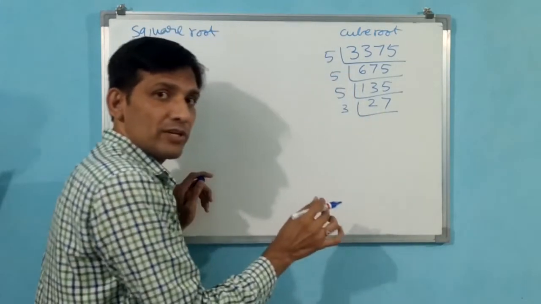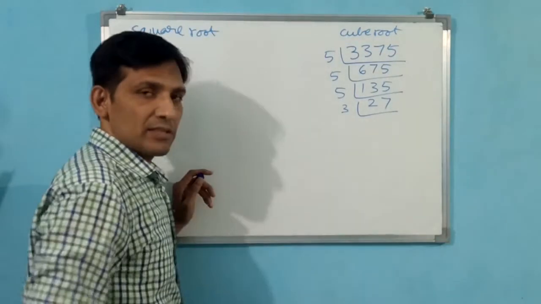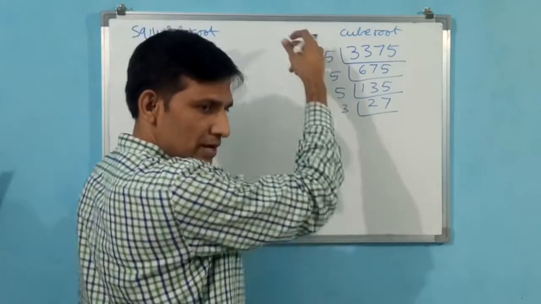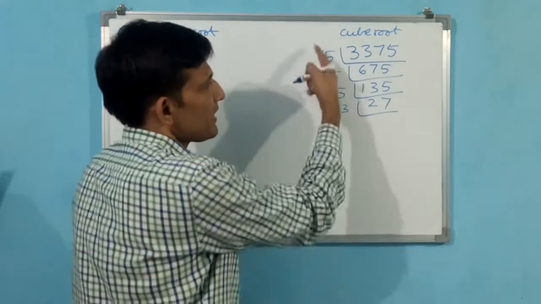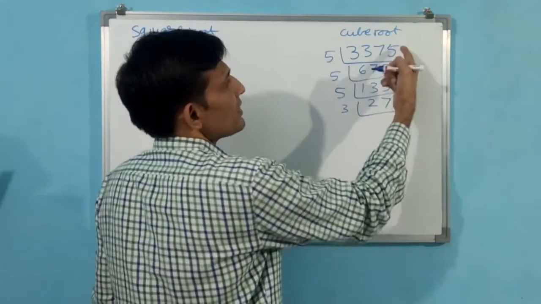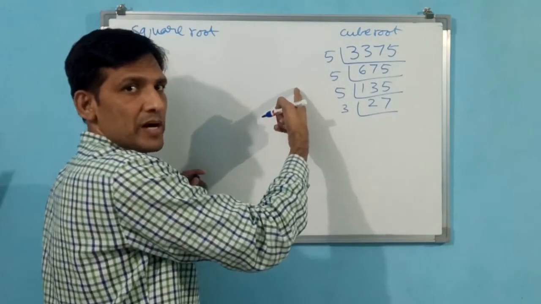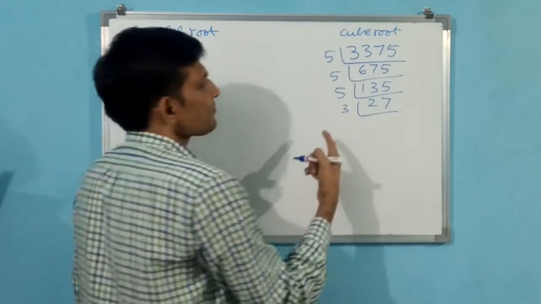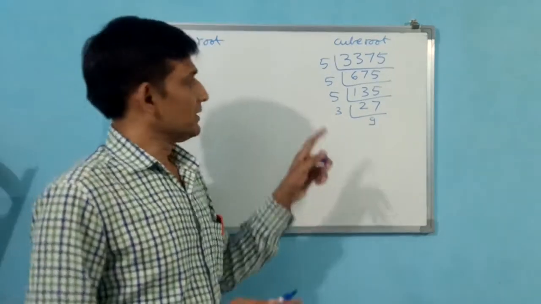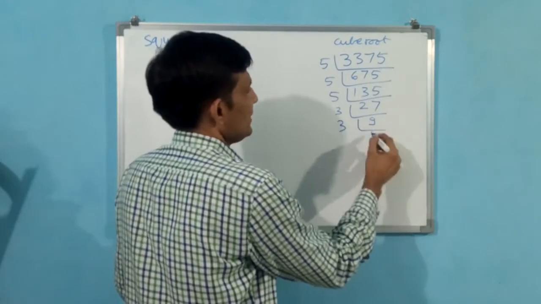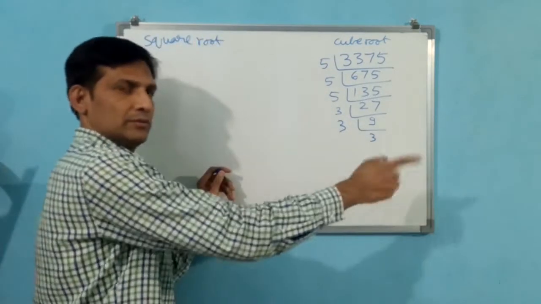Minimum numbers you have to take. You should not take 9 or something. Why? Because see, 1, 2, 3, 4, 5 like that. Smallest numbers you have to take as factors. 5 is there, last digit, that is why I have taken 5. Or else you have to take less than 5. Okay. 3 9s are 27. 3 3s are 9.